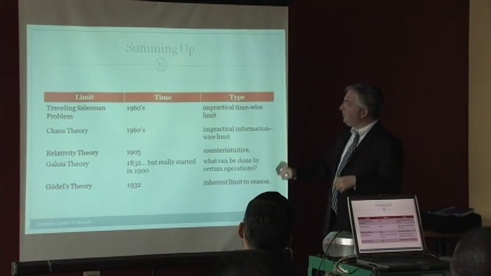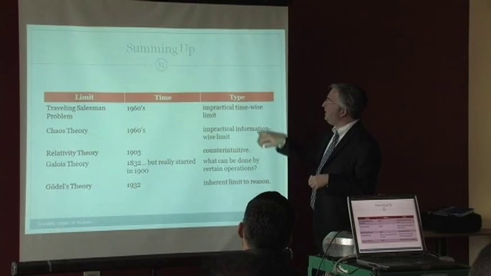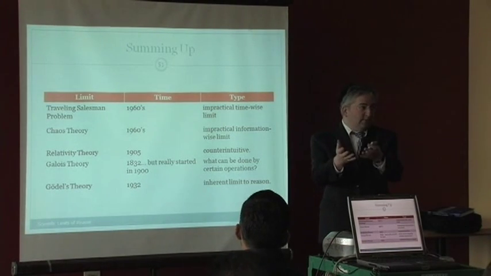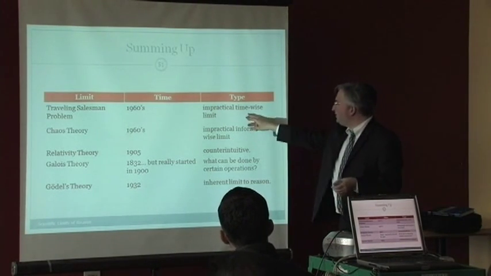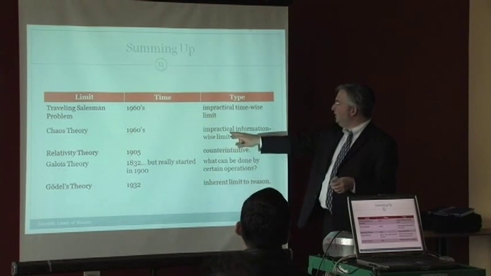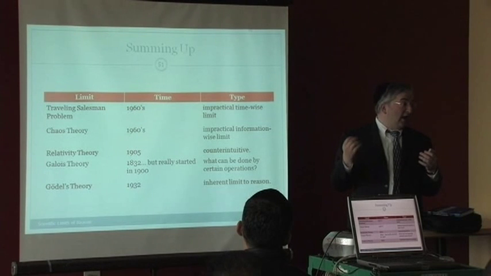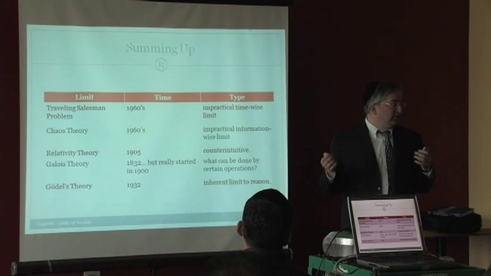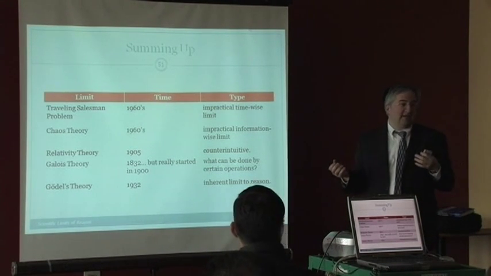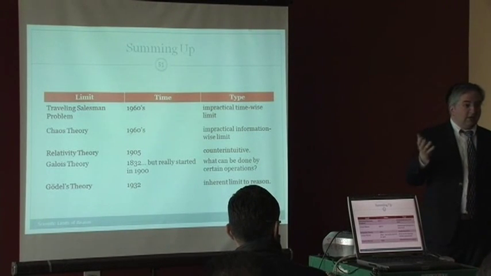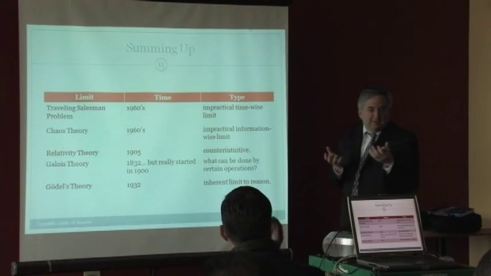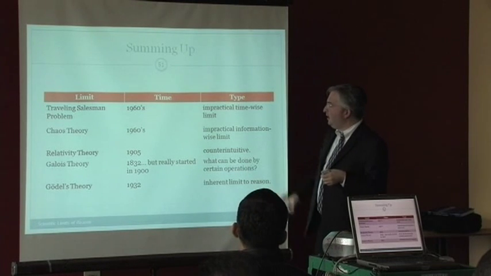Okay, types of theories. The traveling salesman problem. It's not that it can't be solved. We can write a computer that can do it. It's just impractical time-wise. Chaos theory: impractical information-wise. If I was able to keep track of every single butterfly in Brazil, I'd be able to predict the weather in Texas. It's a joke, but you know, it's just we can't. It's just too many things going on.